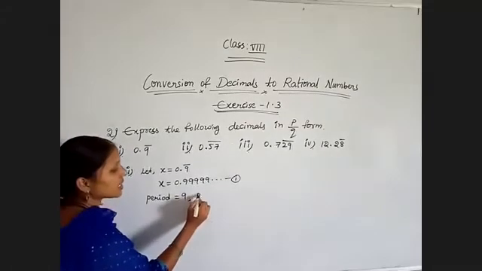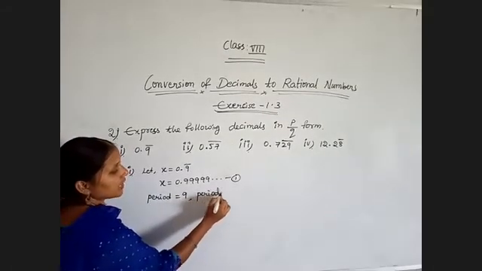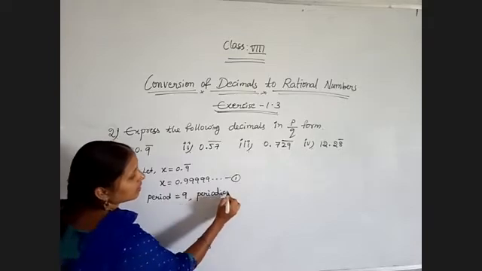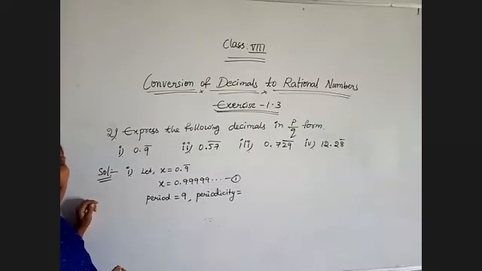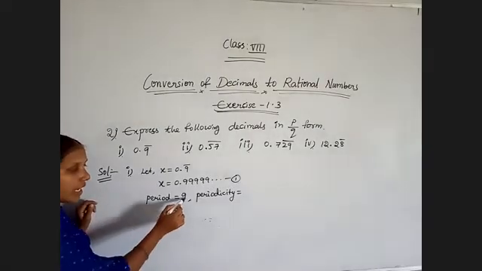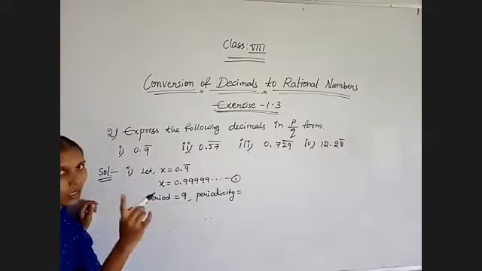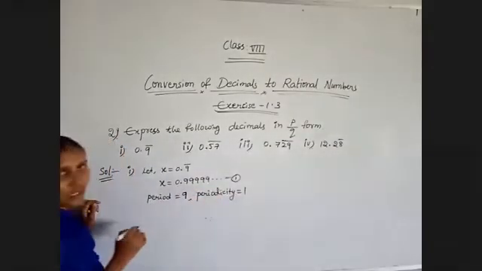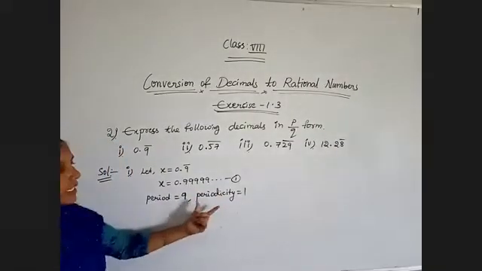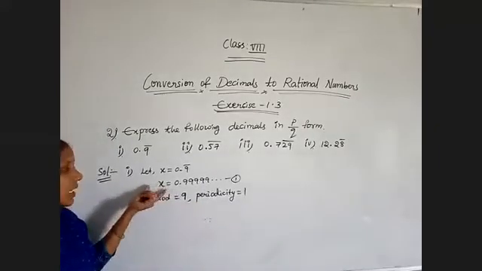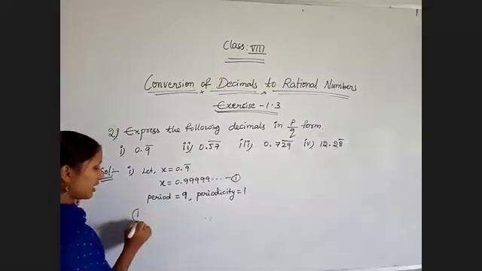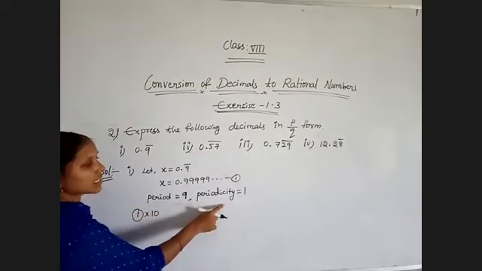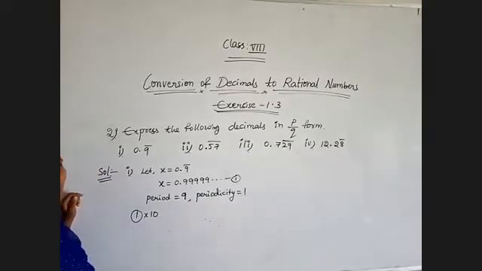And periodicity of the number is how many digits are repeated in the period 9. How many digits are there in the period? Only 1 digit. So periodicity is equal to 1. Whenever we get periodicity 1, we need to multiply equation 1 with 10. If we get periodicity 2, we have to multiply with 100. If periodicity is 3, we need to multiply with 1000.